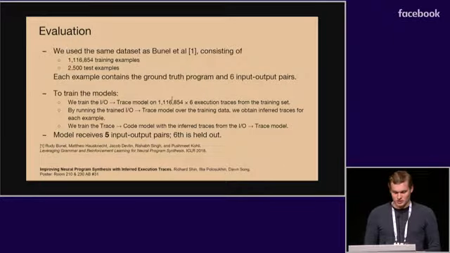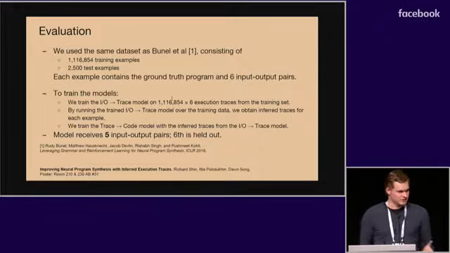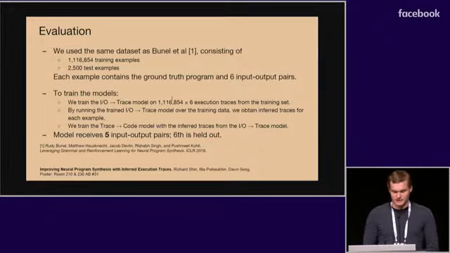This work follows on Bunel et al., which released a dataset, the Karel dataset, with 1.1 million examples and 2,500 test examples. Each example contains a ground truth program and 6 input-output pairs. The way we train this model is by taking all of the training examples with 6 input-output examples, training the input-output to trace model, and then running it on the training data to produce inferred traces.